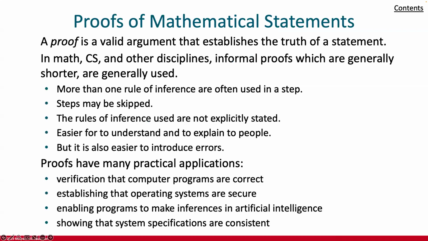So, a rough introduction to what we're going to talk about. We can think of proofs of mathematical statements. A proof is a valid argument that establishes the truth of a statement. In math, computer science, and other disciplines, informal proofs, which are generally shorter, are used. More than one rule of inference is often used in the steps. Steps can be skipped. The rules of inference used are not explicitly stated. It's easier to understand and to explain to people, but it is also easier to introduce errors.